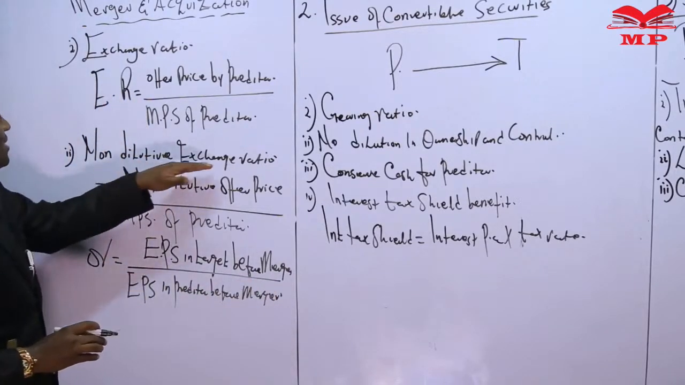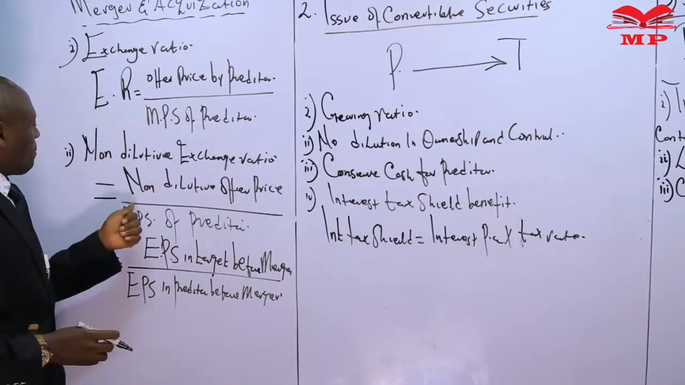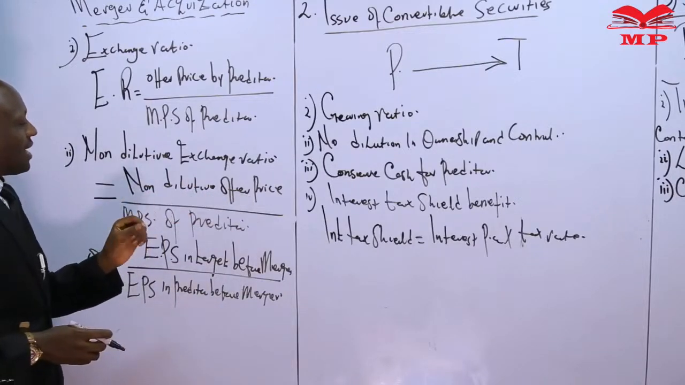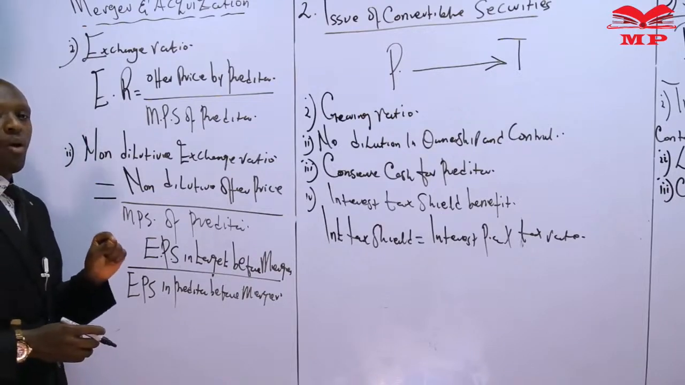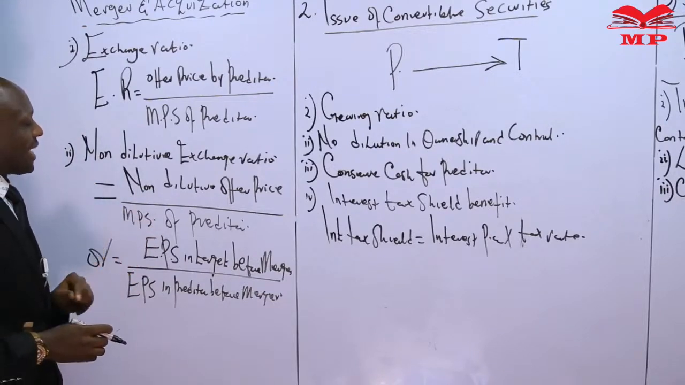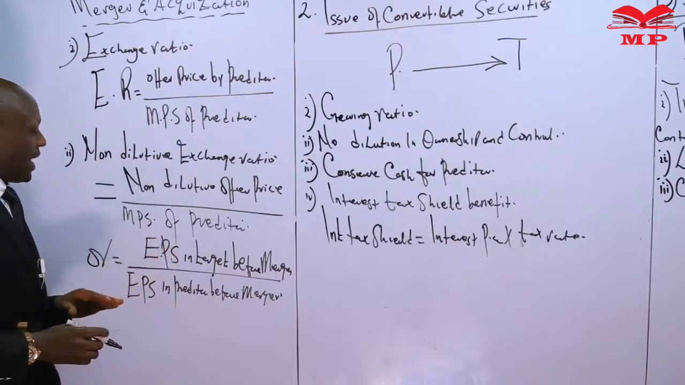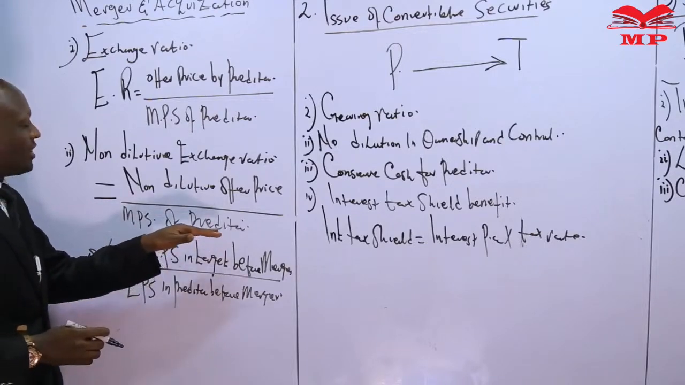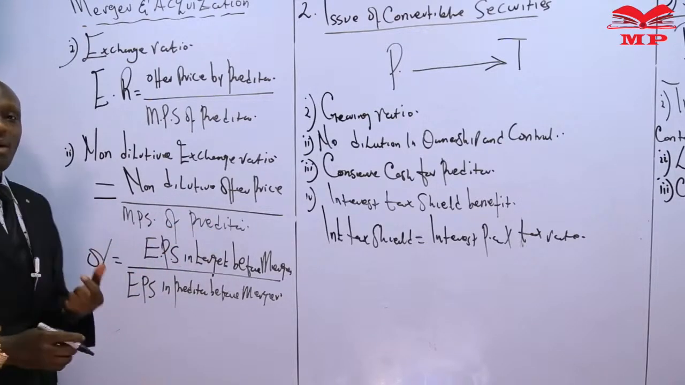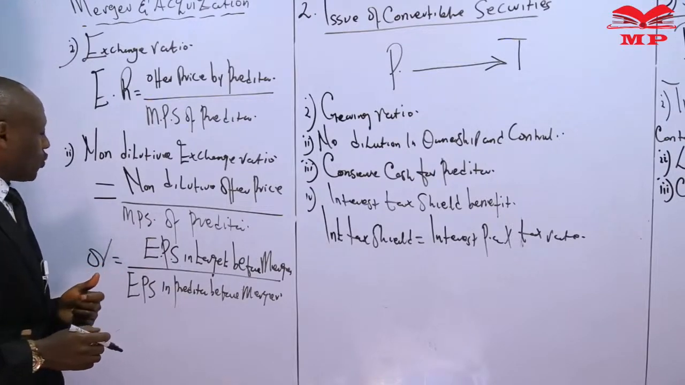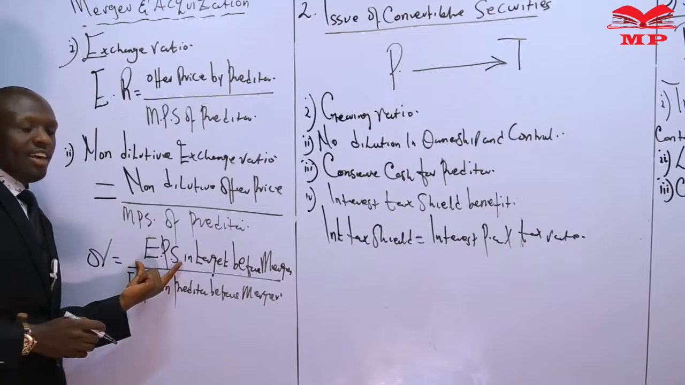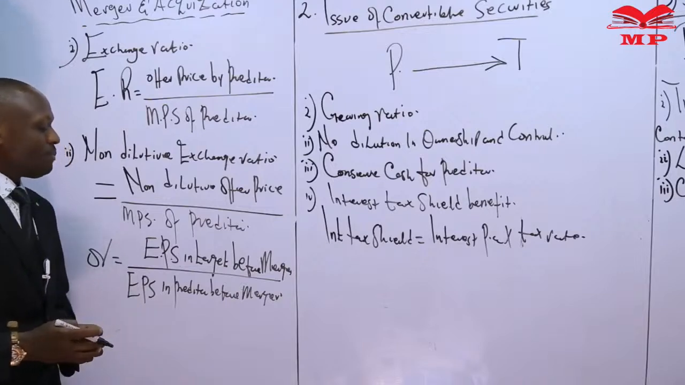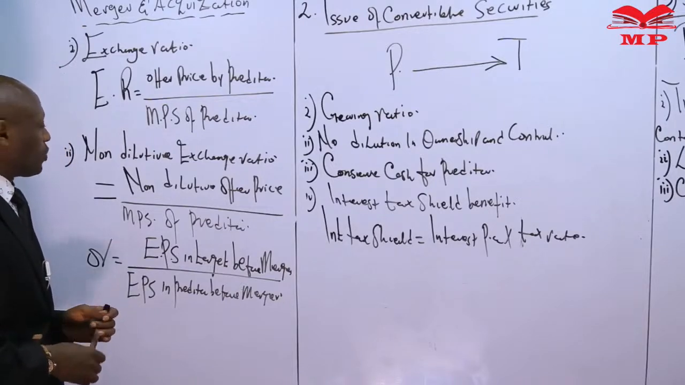The non-dilutive exchange ratio is determined by determining the non-dilutive offer price. This is an offer price that the shareholders in the predator are willing to pay for a share in the target without diluting the EPS, divided by the market price per share of the predator, all in terms of the predator shares. The other way of getting a non-dilutive exchange ratio is you get the earnings per share in the target company, you divide by the earnings per share in the predator company before the merger or acquisition.